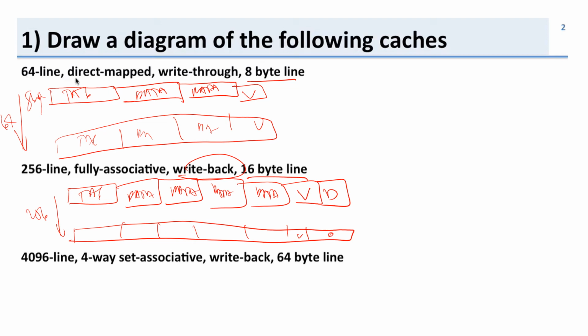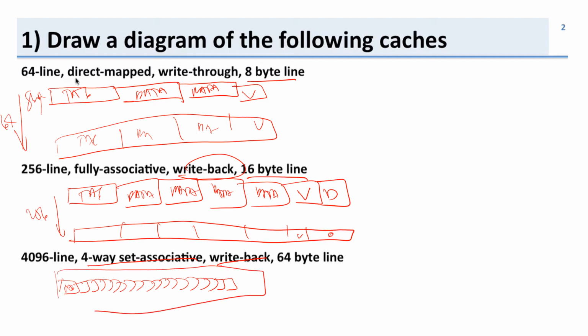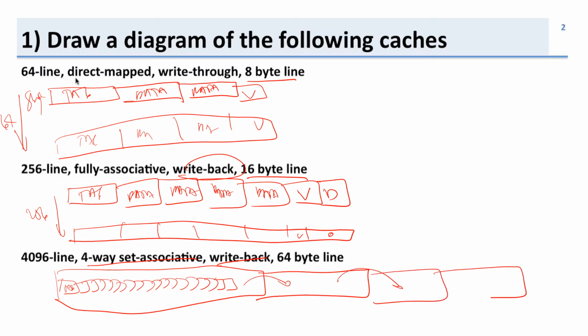For the 4096-line cache with a 64-byte line, if you divide 64 by 4, that's 16 data blocks. So the tag, then 16 data blocks counted 1 to 16, and then a valid bit and a dirty bit because it's write-back. Since it's four-way set associative, you repeat this 1, 2, 3, and 4 times for the four ways. If you divide 4096 by 4, you get 1024 sets, but all in all it's still 4096 lines. That is the diagram for this problem.